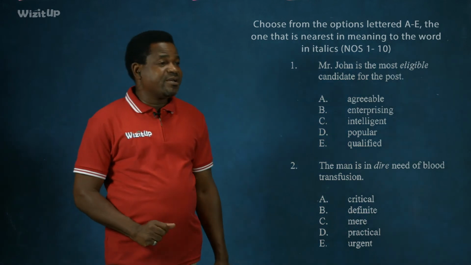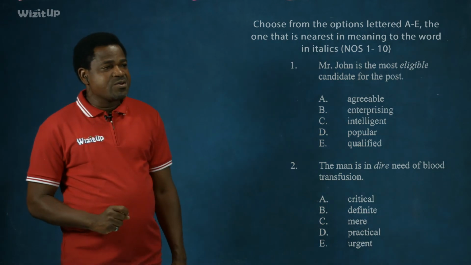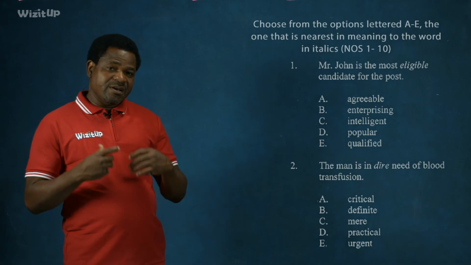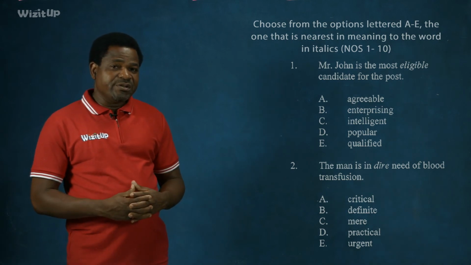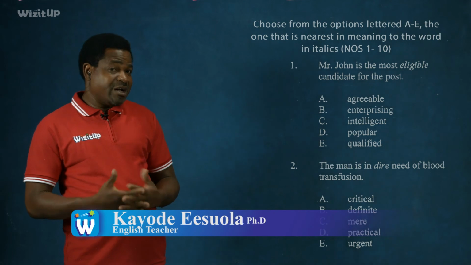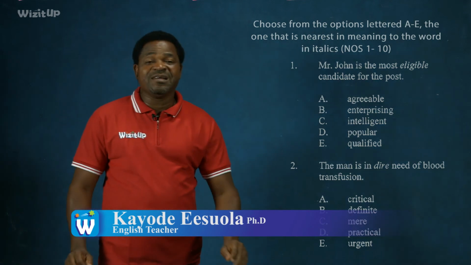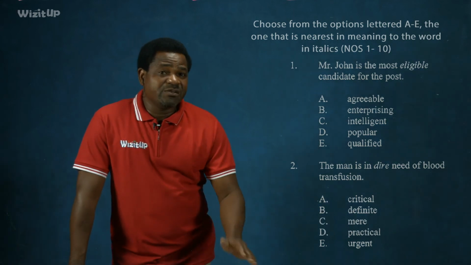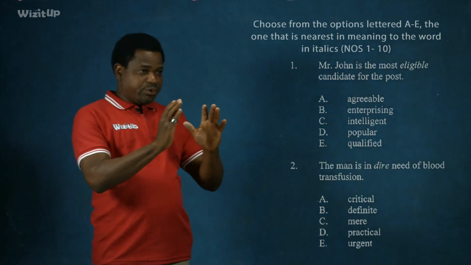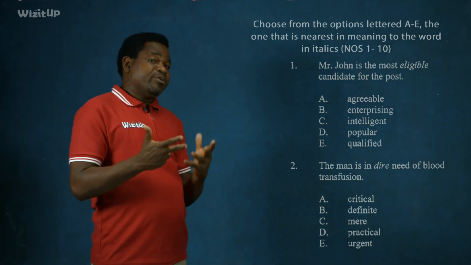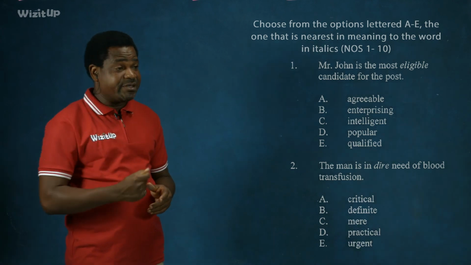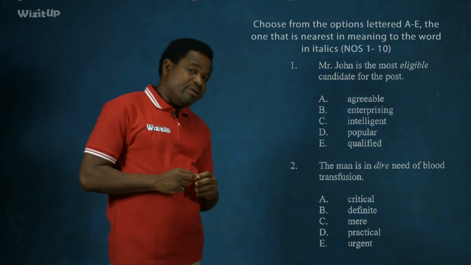The most appropriate answer here is E, qualified. To be eligible for something is to be qualified for that thing. If you are 18 years old, you are eligible to vote and be voted for according to the Nigerian Constitution and in line with universal adult suffrage. That means you are qualified to vote. Now, those are the two words that are synonymous in this case. And of course, since eligible is the identified word in the sentence, qualified will be the most appropriate answer.